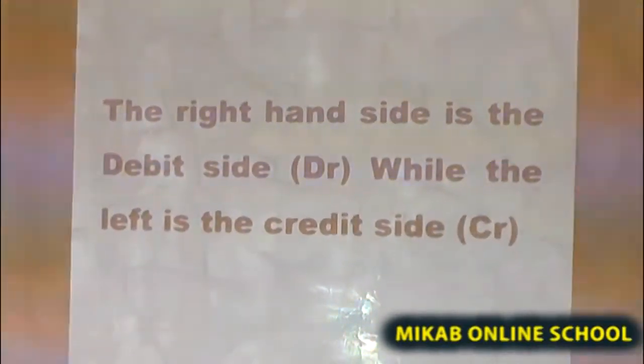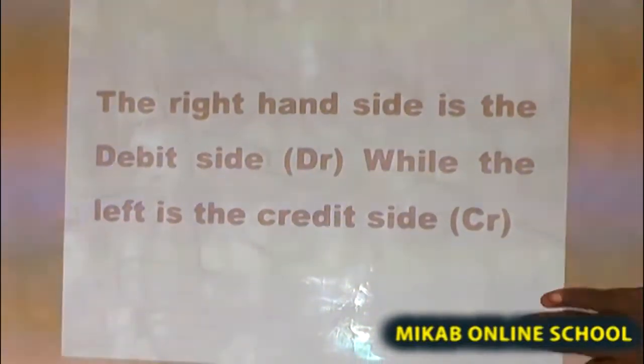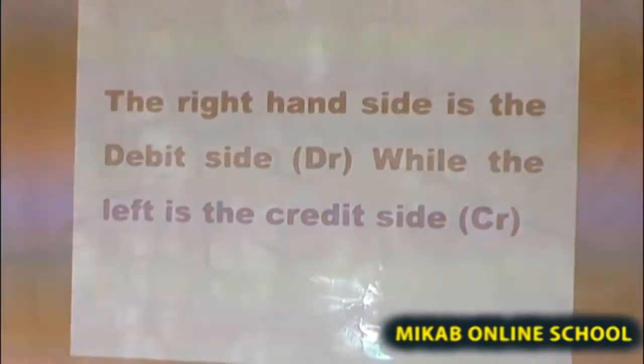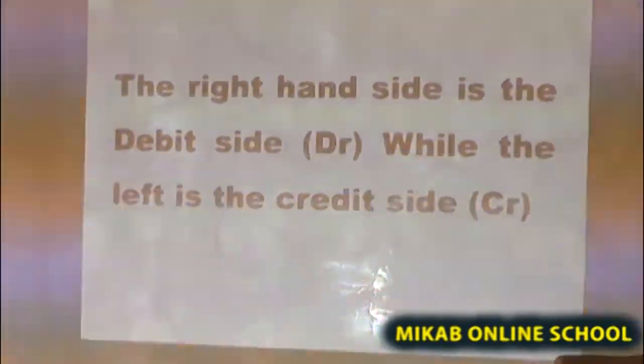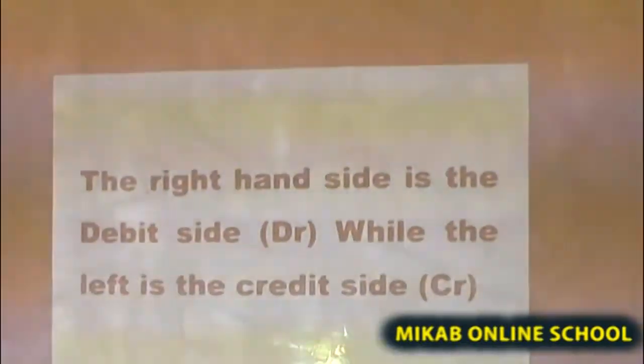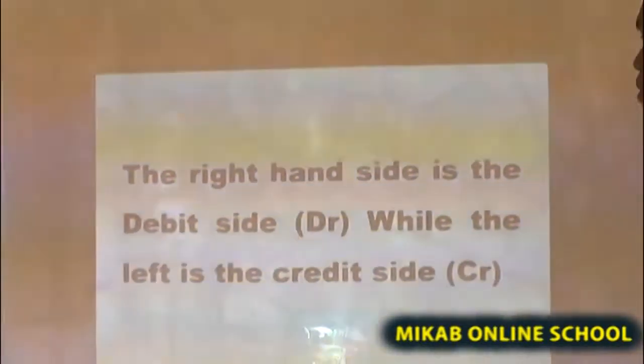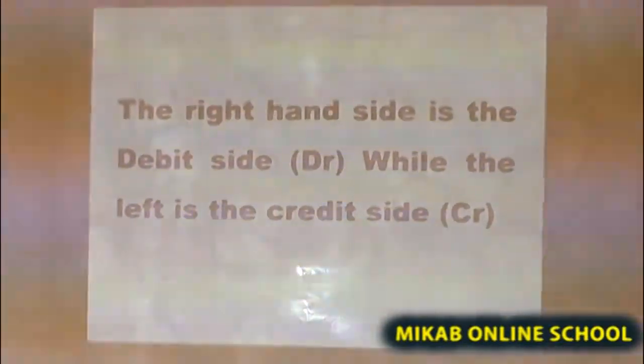Now, the right hand side of the cash book is the debit side, while the left hand side is the credit side. Take note of that. The right hand side is the debit side, the left hand side is the credit side. Now there are rules of entry. Students usually are confused in this aspect. Please take note of this.